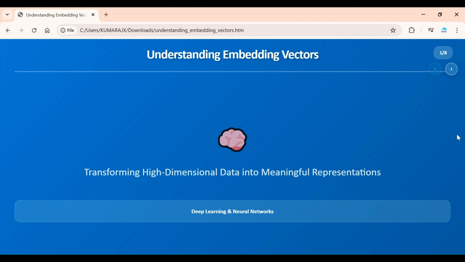Now, if you're thinking this sounds complicated, don't worry. By the end of this video, you will understand exactly what embeddings are, why they are so powerful, and how they are literally everywhere in the AI systems you use every day. This concept is absolutely important if you want to understand how neural networks and deep learning actually work. So let's dive right in.